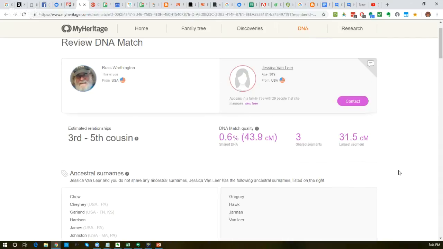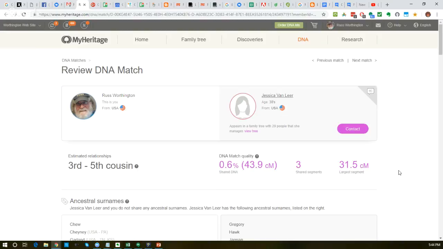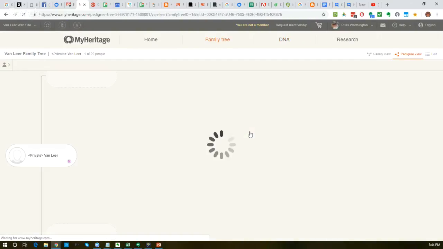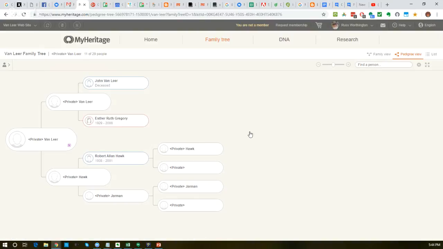Maybe this is my issue, that I'm not willing to make contact with this person until I have some information. Now, I know that I can view the tree, and this was down below, but I'm going to view it from here. And there's the same information that I have. So I don't know where to go from here.